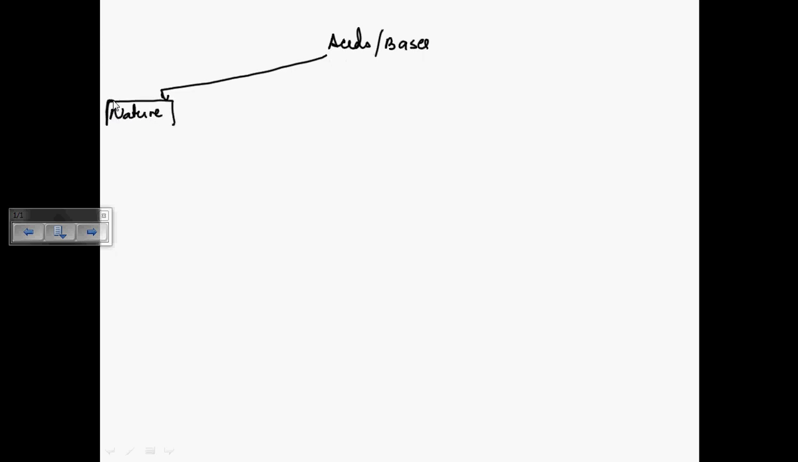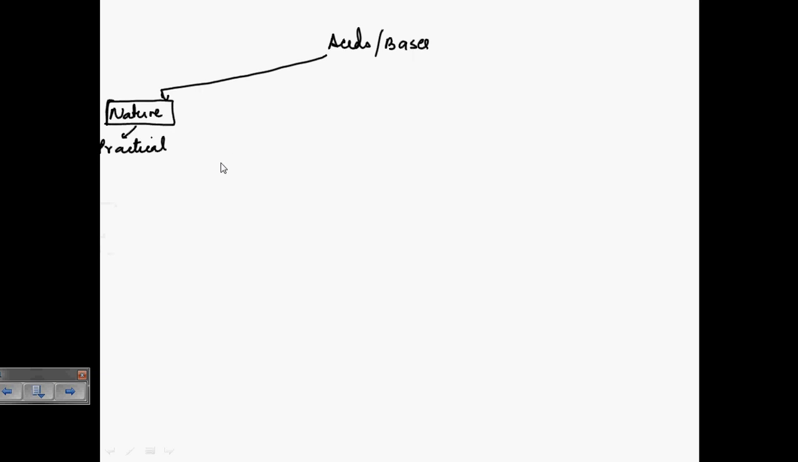So there are two types of definitions. One type are practical definitions that are in use in day-to-day life. The other type of definitions are conceptual definitions, and I'm going to go over both of these.